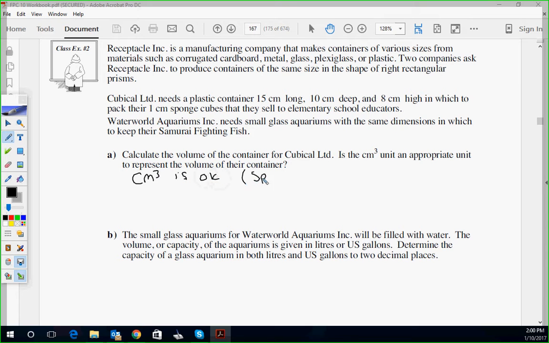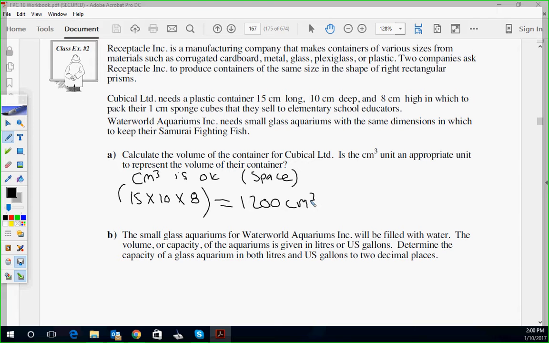Just put space, because it's space, not filling with liquid. So what that would be is 15 times 10 times 8. So that'd be 1,200 cubic centimeters. We just put cubic centimeters, which is okay because it's space we're putting something inside.